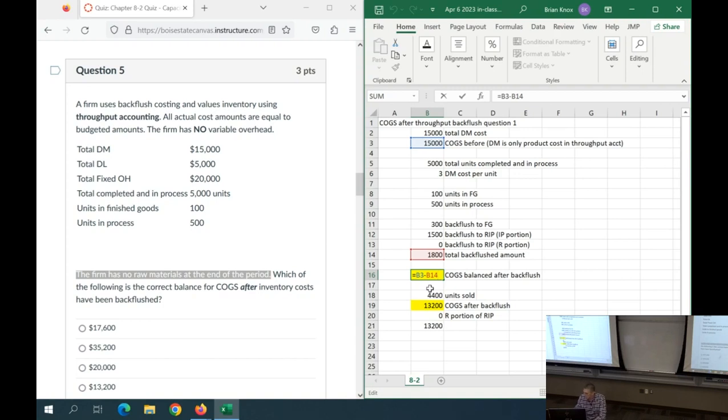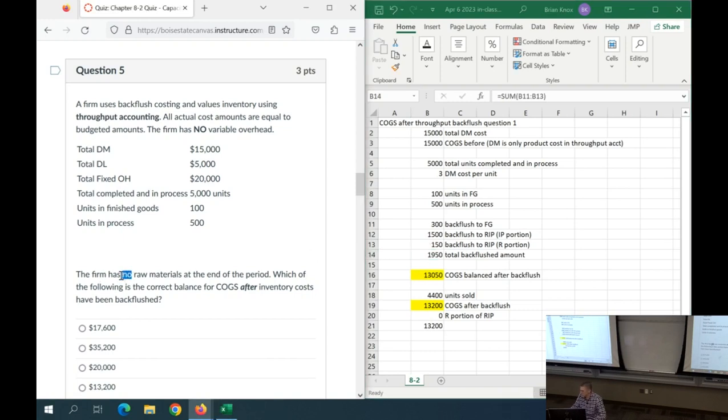Yeah, Corey. Just click on the backflush to raw portion. Right here? I just typed in 0. Yep. Is that ever going to be units or just, no, it'll be amount of dollars. So if this question said, say there are $150, I would just put 150 in there. If the question said no raw materials, it said $150 of raw materials in the period, that's what I would put.